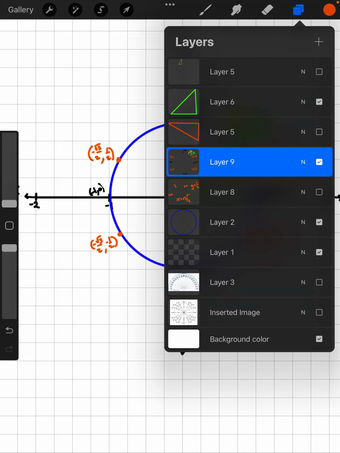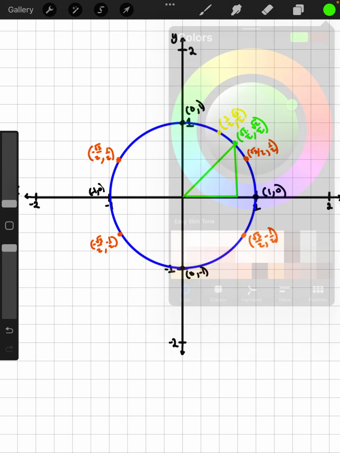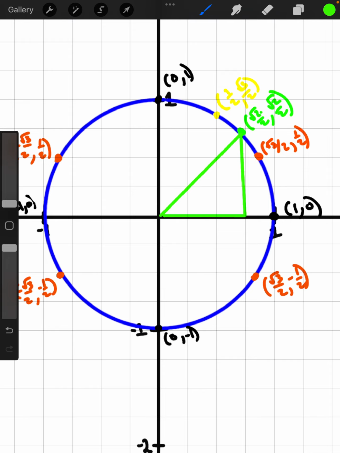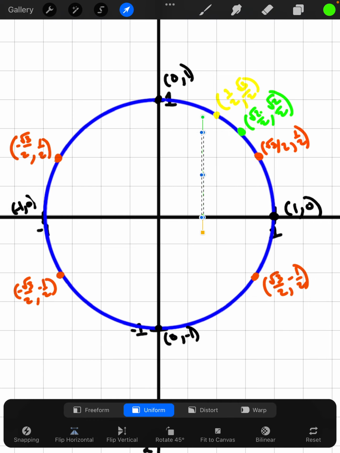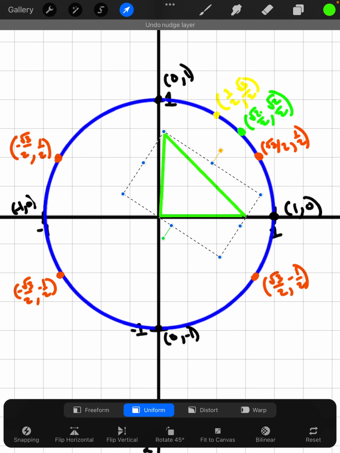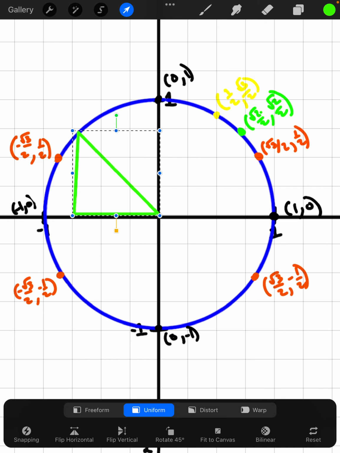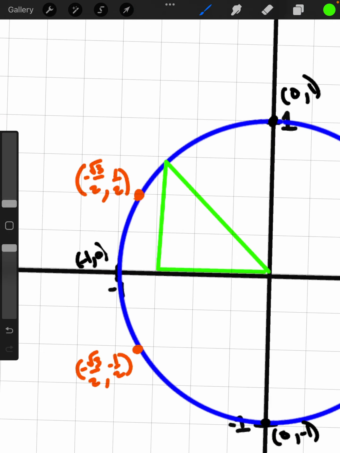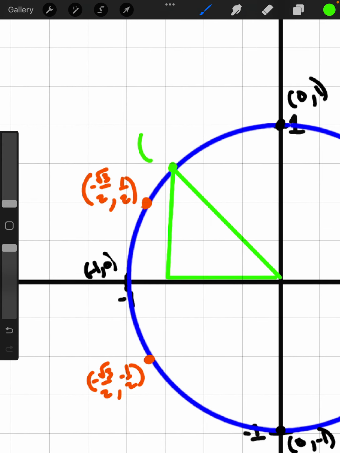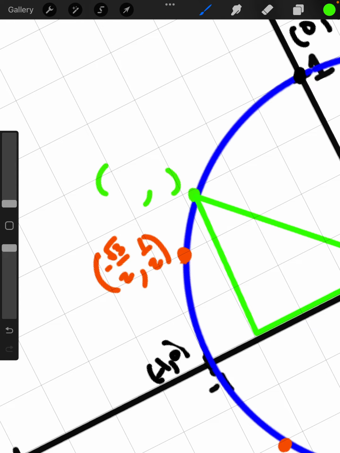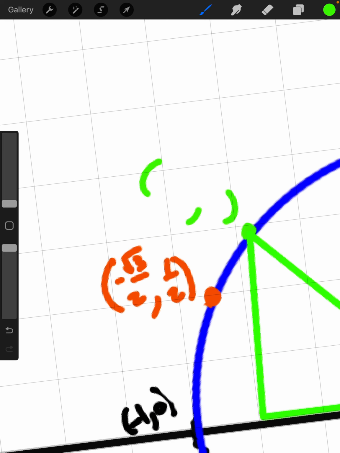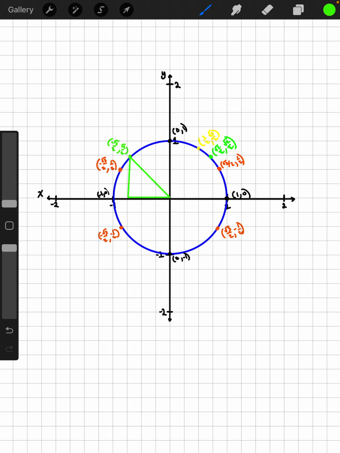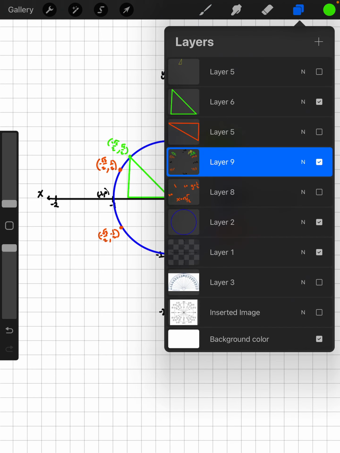Now I can do the same thing with a new triangle. Now I can go to my 45, 45, 90 triangle and follow the same exact process with it. So I'm going to reflect it, translate it over, and plot my points. Now for this one, the x and the y value were the same. They're both square root 2 over 2. And I know that now that I'm in quadrant 2, I need a negative x and a positive y. So negative square root 2 over 2, positive square root 2 over 2.